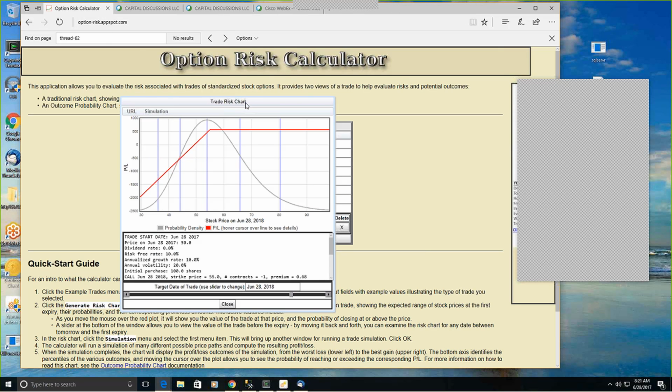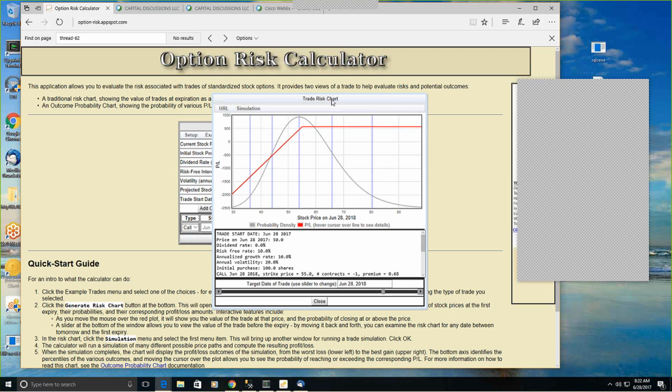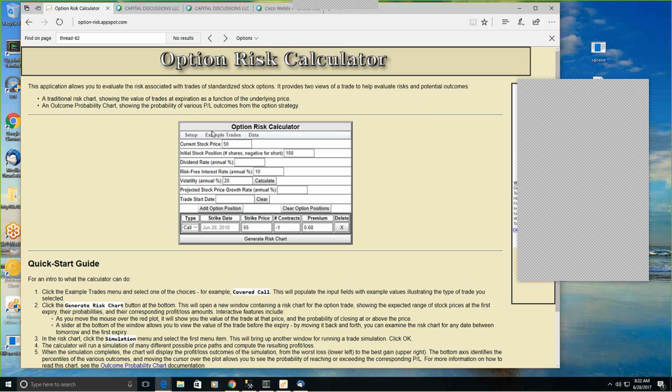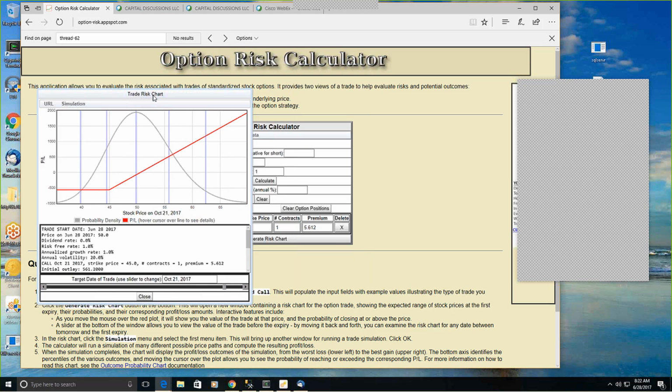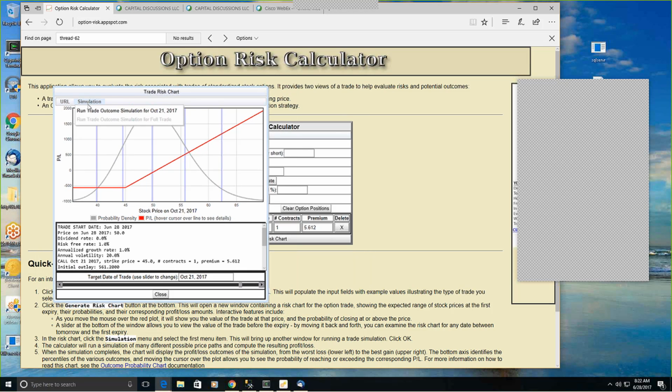So, back to our risk chart now. The simulation, and it's easy to read a lot into what I'm supplying with a simulation, but the purpose of the simulation here is to come up with a different way to present the same data you're seeing here. So I'm going to go back to the trade I started out with, a long call in the money. That's a nice, easy curve to understand. And I'm going to run the trade outcome simulation.